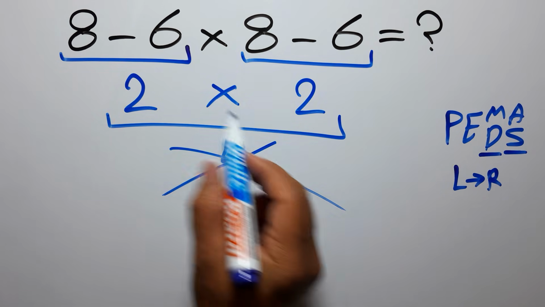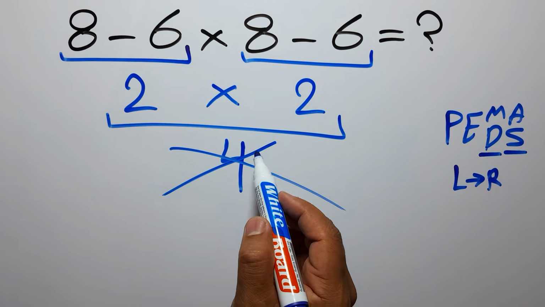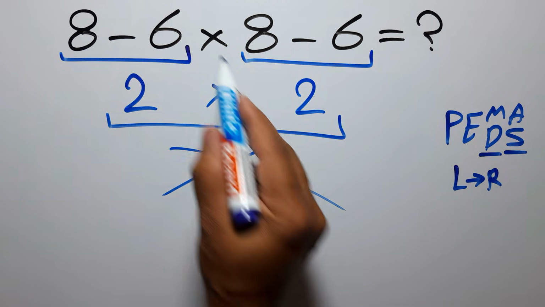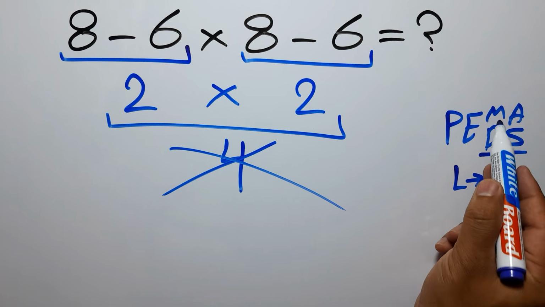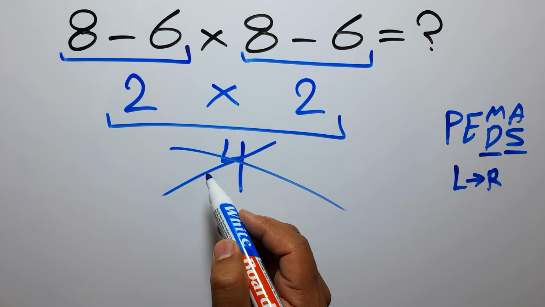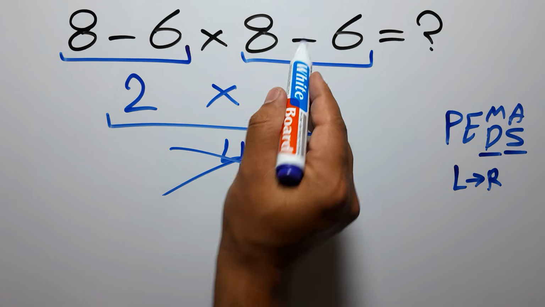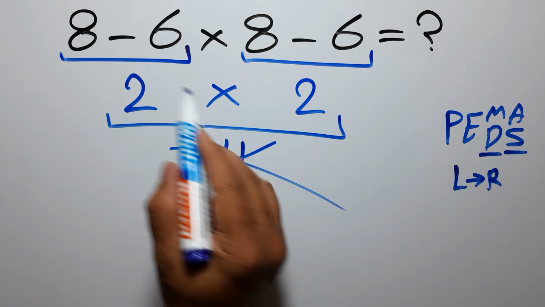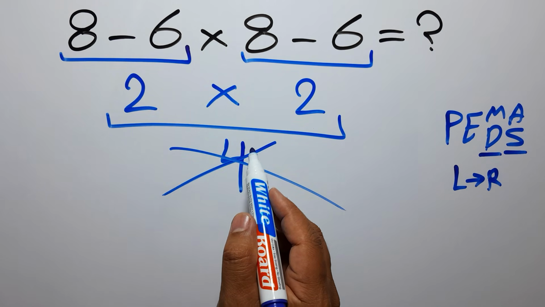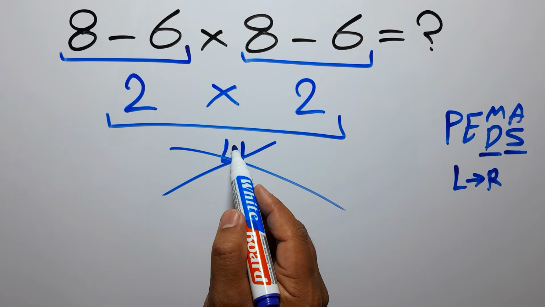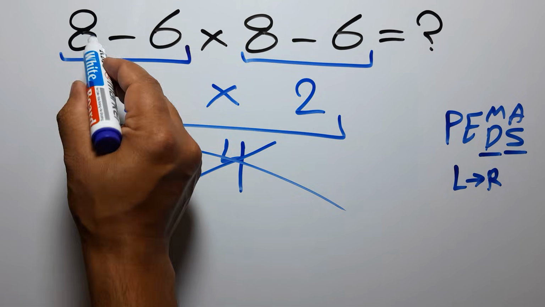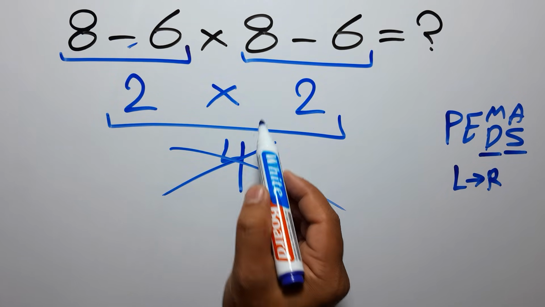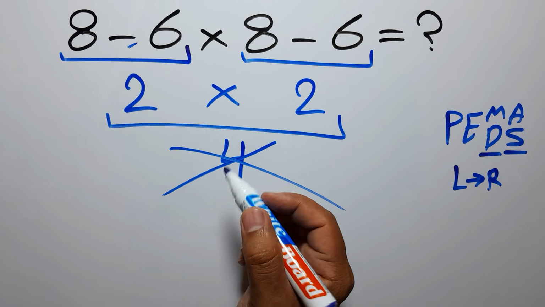In this expression we have 2 subtractions and 1 multiplication. According to PEMDAS, multiplication has higher priority than subtraction because multiplication comes before subtraction. And when we have more than one subtraction in an expression, we have to work from left to right. So therefore, first we have to do this multiplication, then this subtraction, and finally this subtraction. If we do this subtraction or this subtraction before this multiplication, it is wrong.